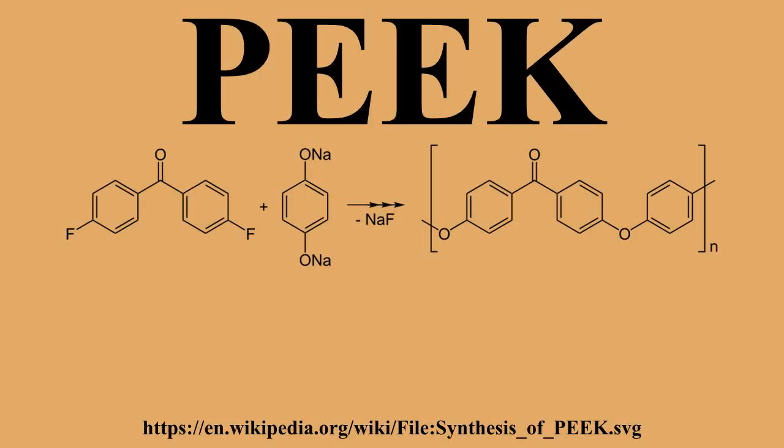PEEK has a glass transition temperature of around 143 degrees Celsius and melts around 343 degrees Celsius. Some grades have a useful operating temperature of up to 250 degrees Celsius. The thermal conductivity increases nearly linearly versus temperature between room temperature and solidus temperature.